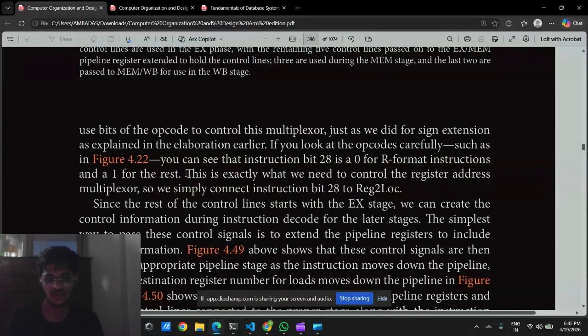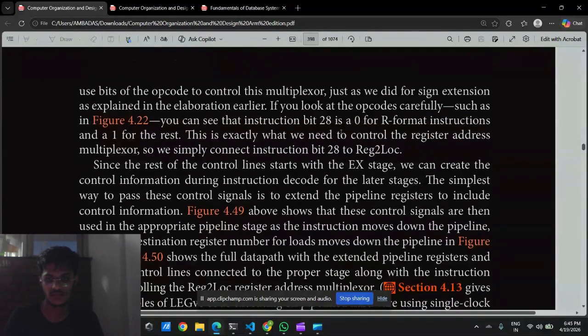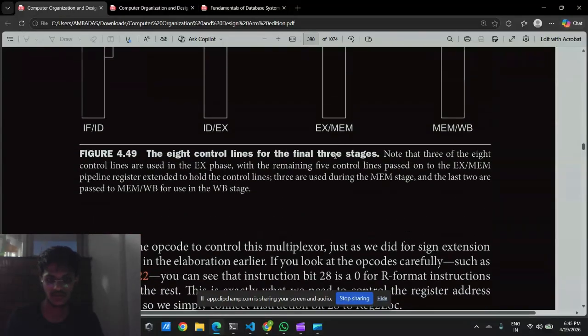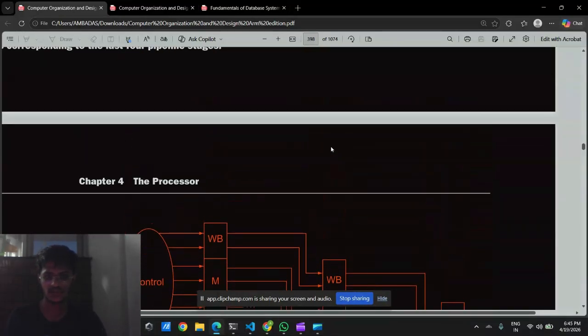And whether we can decide the reg-to-log multiplexer takes input of that 28th bit from the instruction to switch between the registers, whether it comes from R format or load store. So that's pretty interesting. Let's move to these diagrams.